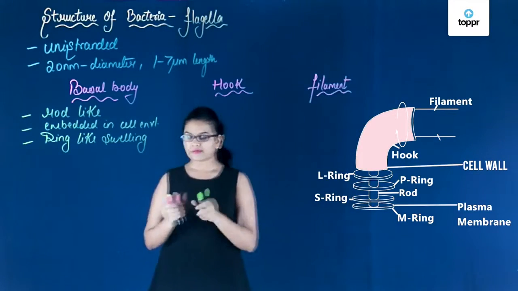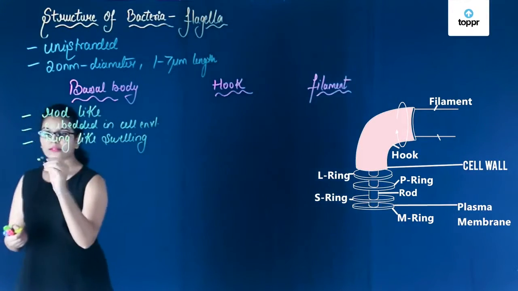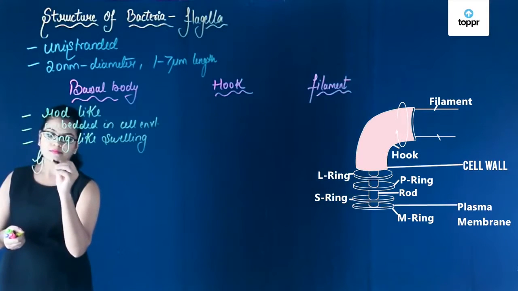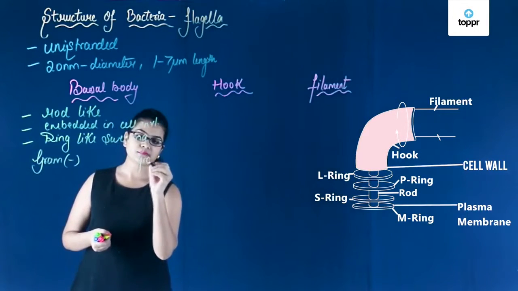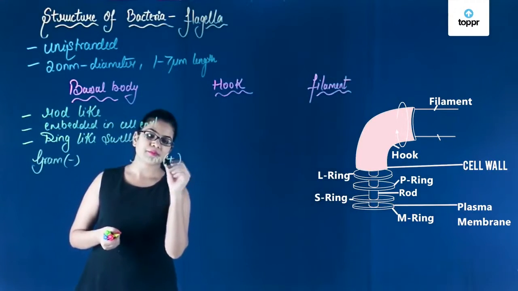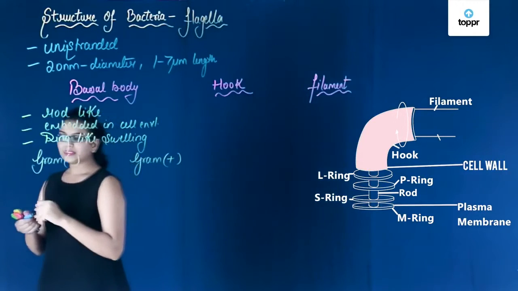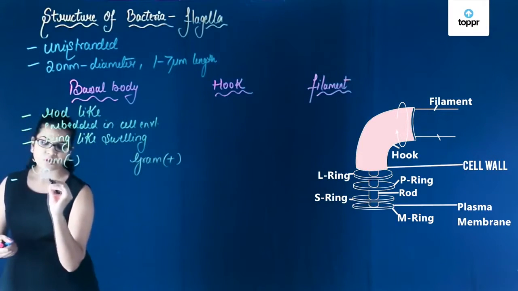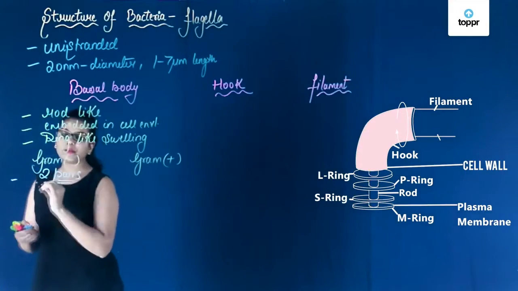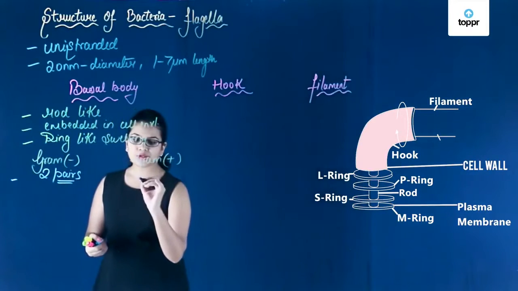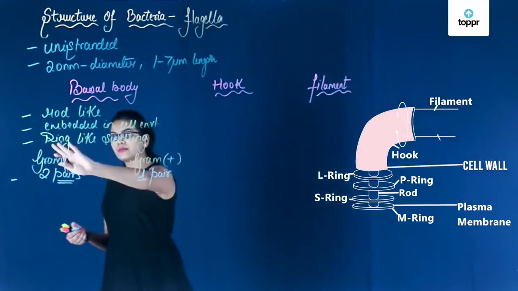How do we do that? Let's figure out. Here we will see the gram-negative bacteria first, and then the gram-positive. When you look at the gram-negative bacteria, you will find that there are 2 pairs of rings. How many pairs of rings? 2 pairs of rings. But in case of gram-positive, there is only 1 pair of rings.